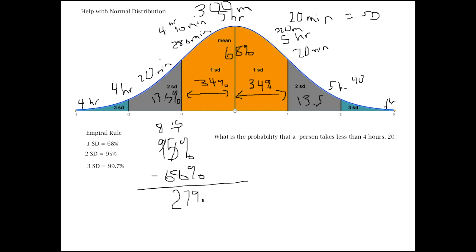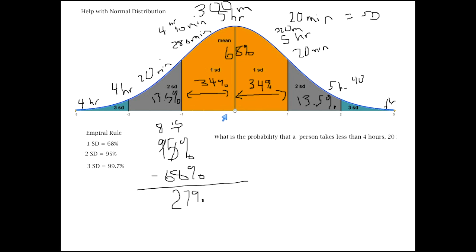Now let's think about this logically. We know that this whole graph, this whole chart, this whole normal distribution contains 100% of our data. We know that from here left is 50%, from here right is 50%, and in this case we only care about these people because it wanted less than this amount of time, this 2 standard deviations away. We just figured out that 34% of the data is here and 13.5% of the data is right here.